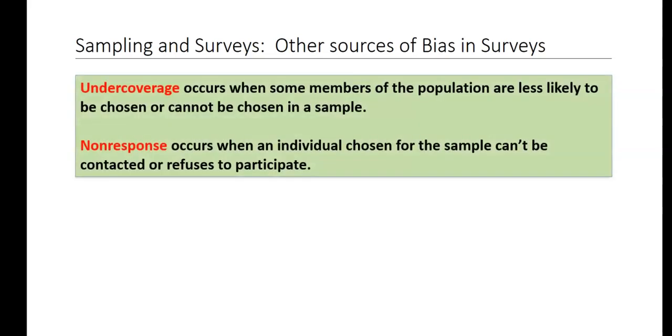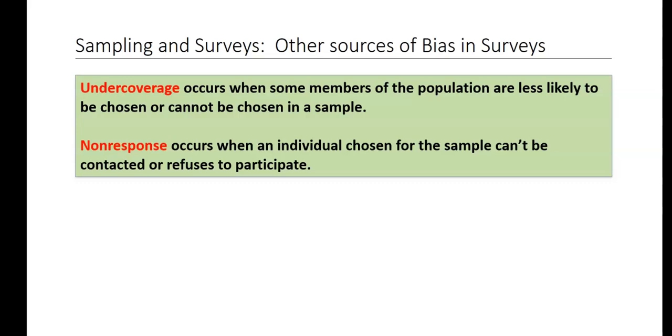So what is undercoverage? That's when some members of the population are overlooked or sometimes cannot be chosen for the sample. The homeless would be one example of undercoverage. They're probably not going to be part of most polls. They may not have an address and so forth that is being used to randomly sample people.